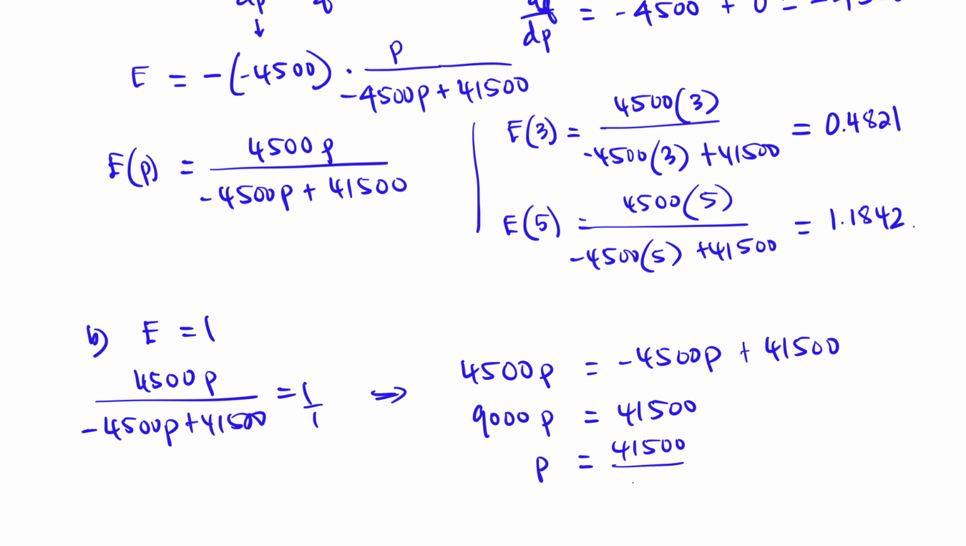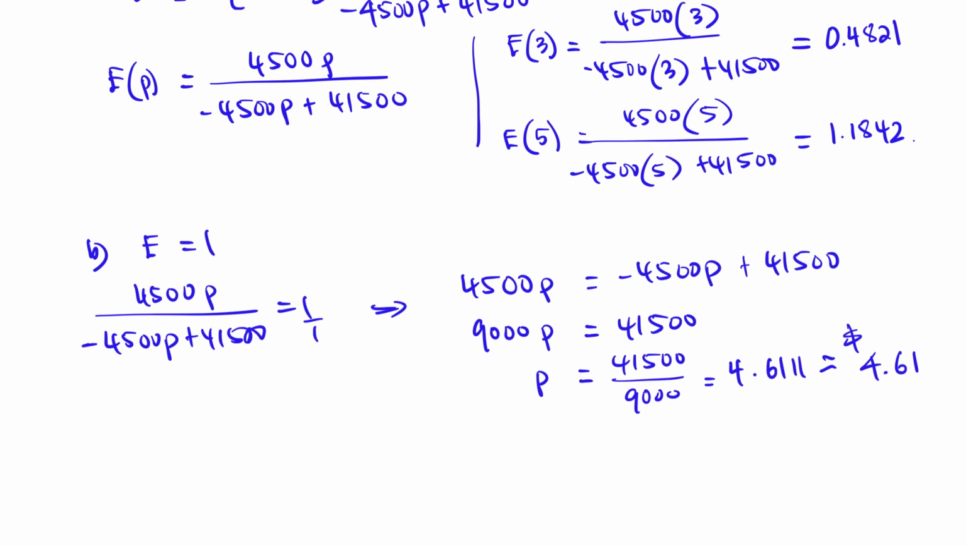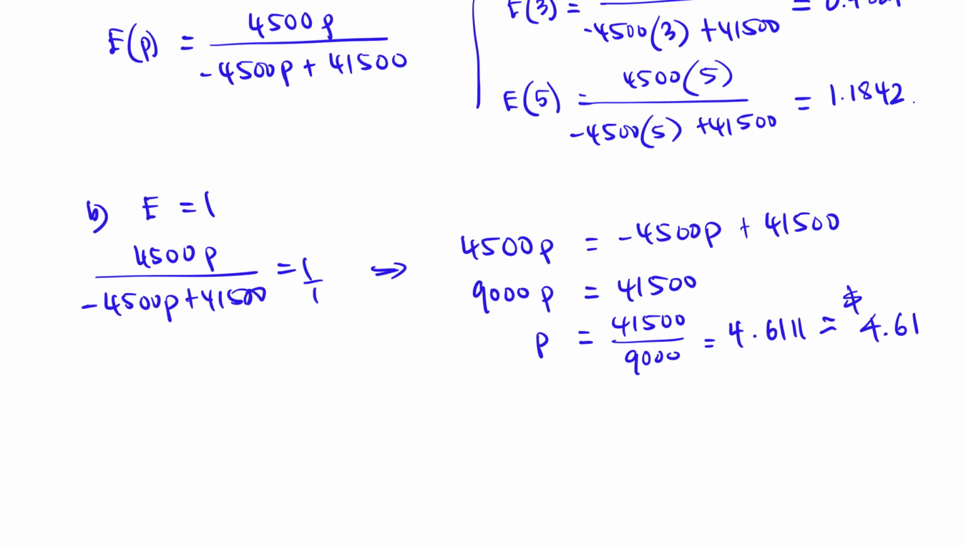Solving for p, we get p equals 41,500 divided by 9,000. With this computation, we will get the price of 4.6111, which we round to 2 decimal places because this is the price, $4.61. What this means is that if the price is set at $4.61, we will achieve the maximum revenue.